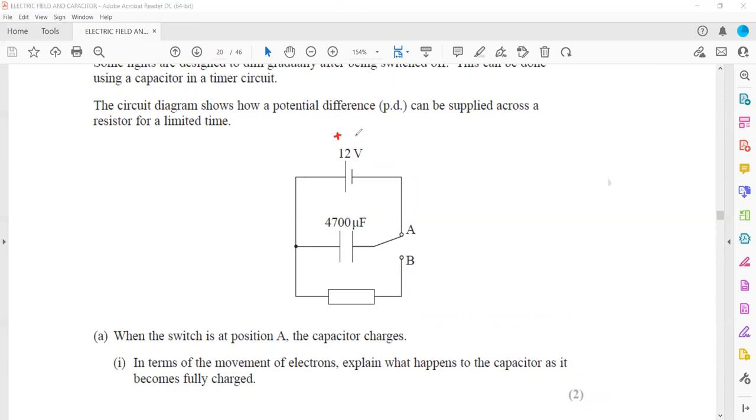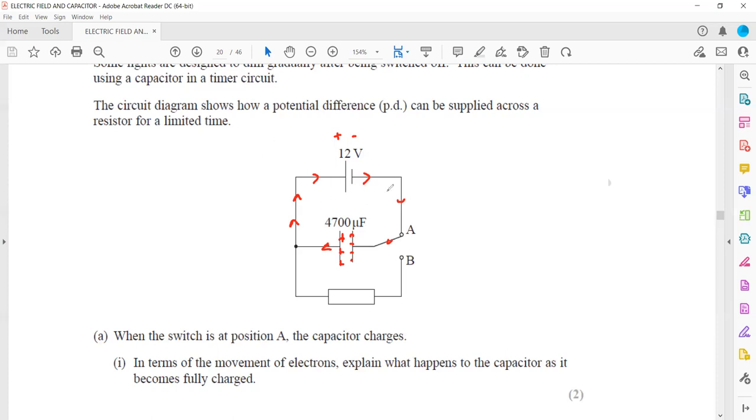The basic idea is that from the negative terminal, electrons will come out and they will stop here. The positive terminal of the battery will attract the electrons, or remove the electrons from the plate, so it will be positively charged. So electrons moved from one plate to the other. In the question they're asking, in terms of movement of electrons, explain what happens to the capacitor as it becomes fully charged.